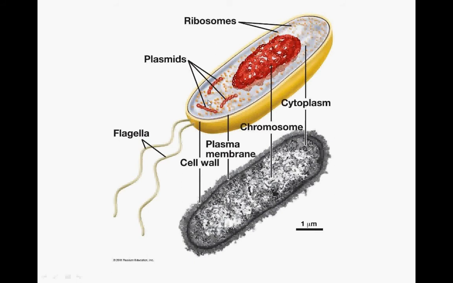Another thing that you see here are something called plasmids. These are additional pieces of DNA. They're much smaller than the main chromosome, and it's important to note that they are not found in all bacterial cells by any stretch of the imagination, and they are not essential for life. A bacterial cell can gain or lose plasmids without it affecting its viability.